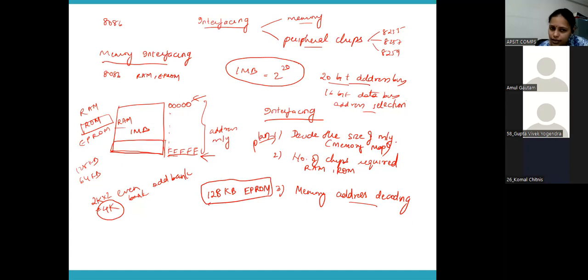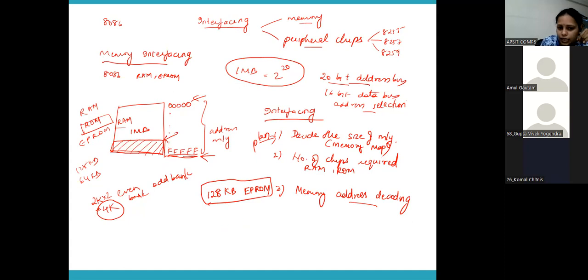Can I estimate the starting address? Yes, ma'am. Forget about RAM and ROM. Suppose this is a big block. You know the size of this block and you know the ending address of this block. So if you know the size, won't you be able to estimate the starting address? You will be able to estimate.